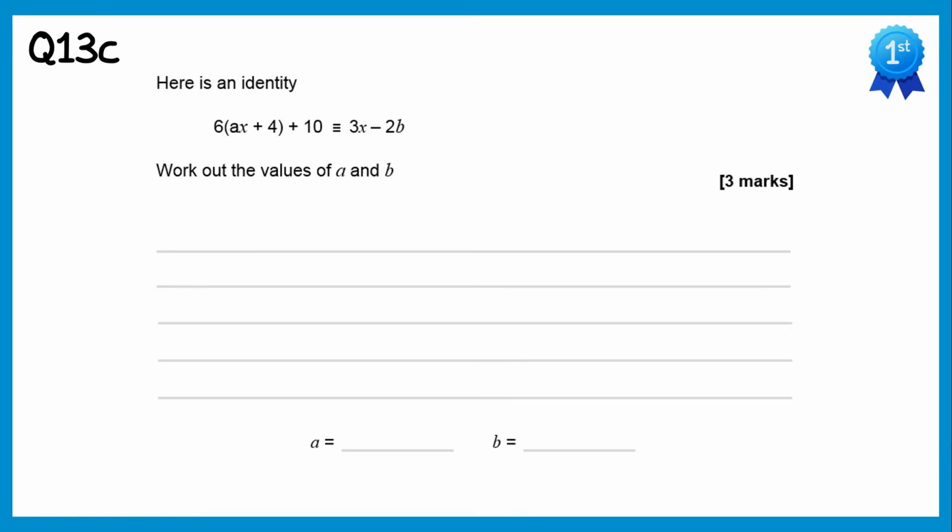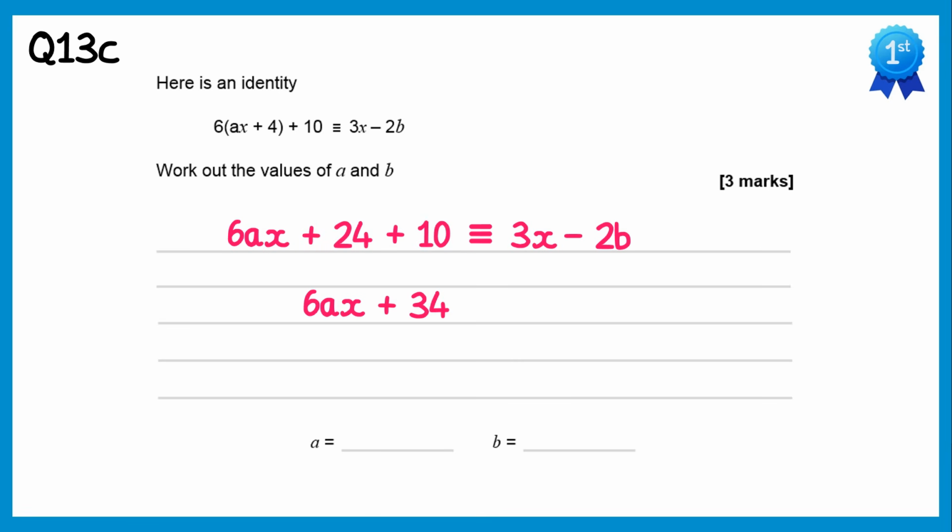For this identity question, we'll expand the brackets first, so 6 times ax is 6ax. 6 times 4 is 24, and there's also a plus 10 at the end. We can just write the right hand side as it is. The left hand side could be simplified a little bit, plus 24 and plus 10, so we've got 6ax plus 34. And again write the right hand side the same.